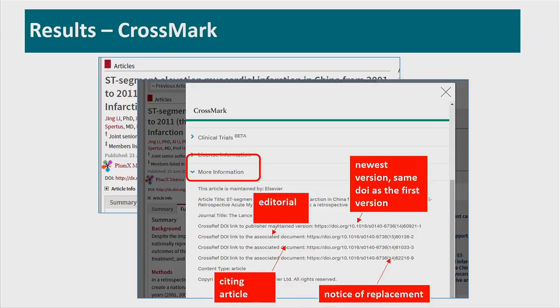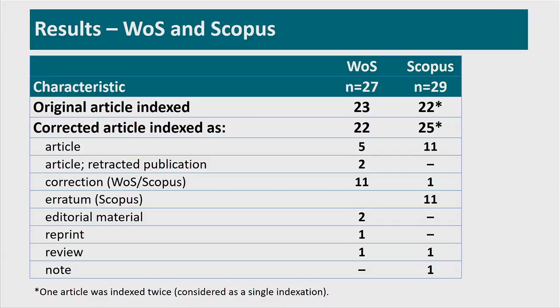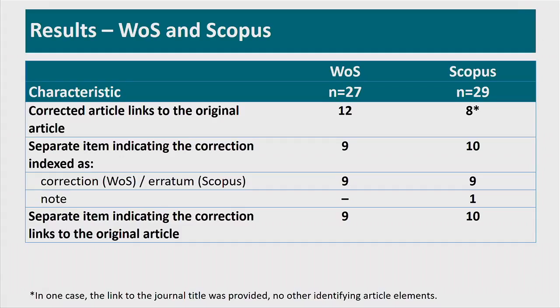So it's really not clear for the end user what's going on. When we looked at Web of Science and Scopus, we found that not all original articles were indexed, and when we looked at how the corrected articles were indexed, they were indexed as article, but not in all the cases. It was indexed as article or retracted publications in 2 cases in Web of Science. You had them as corrections, you had them as errata in Scopus. There were even editorial material, reprint review. So there was inconsistency in indexing these published items.